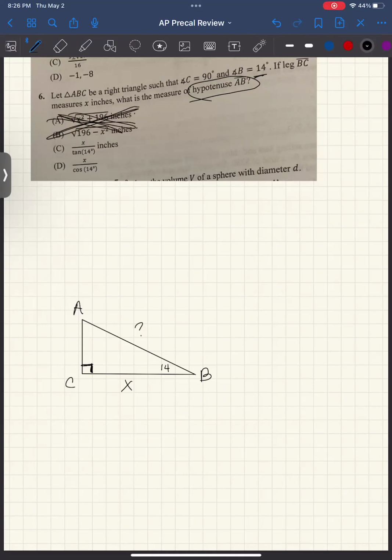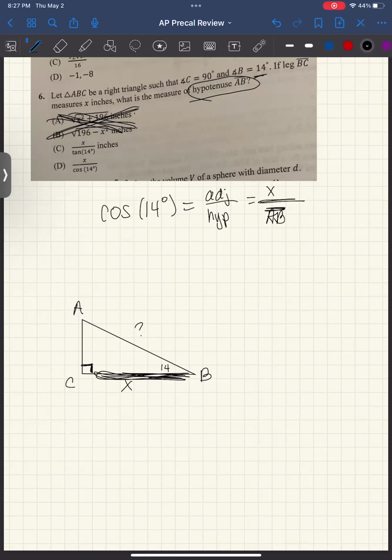Now I'm just looking at tangent and cosine. Like I said, because you're looking for the hypotenuse, you can already eliminate the tangent. But let's say we didn't do that. Based on the information we have, I can take the cosine of 14 degrees, and that equals the adjacent side over the hypotenuse. My adjacent side is the one right next to 14, which is x, over my hypotenuse, which is AB.